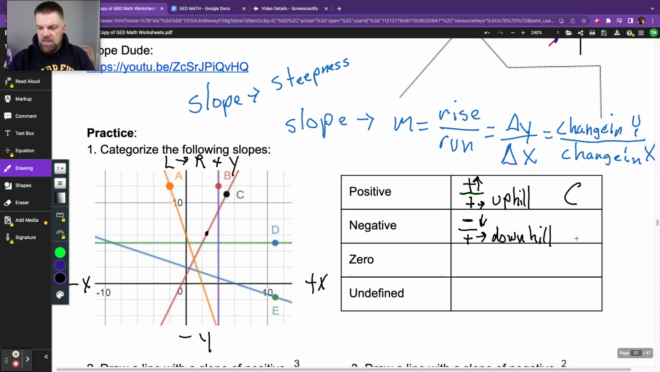So A goes downhill if I read it like a book left to right. Is there another one that goes downhill? Which one? E. Good job. Don't mind my handwriting.